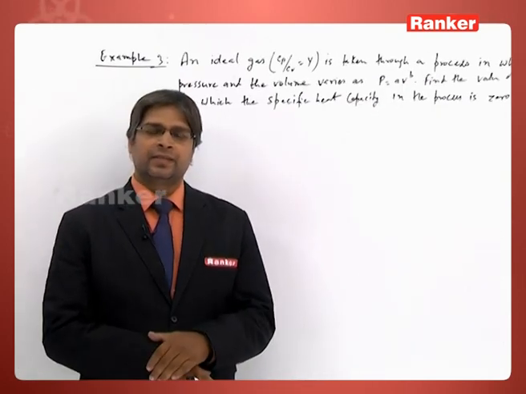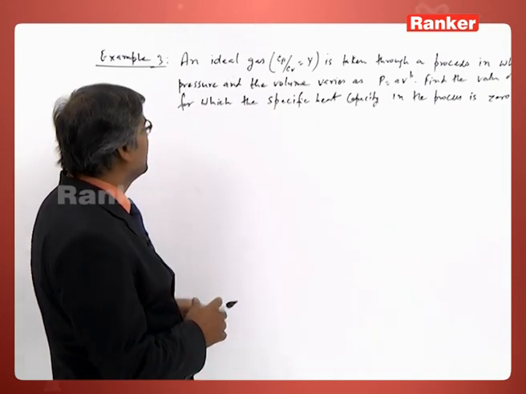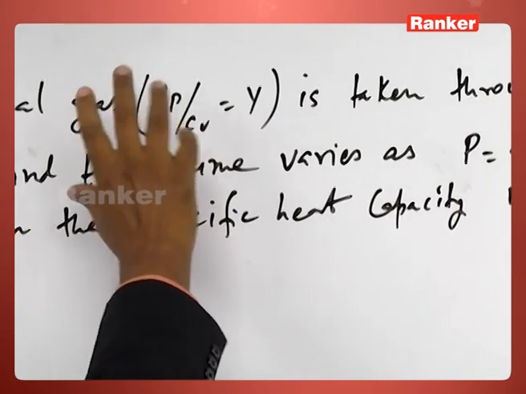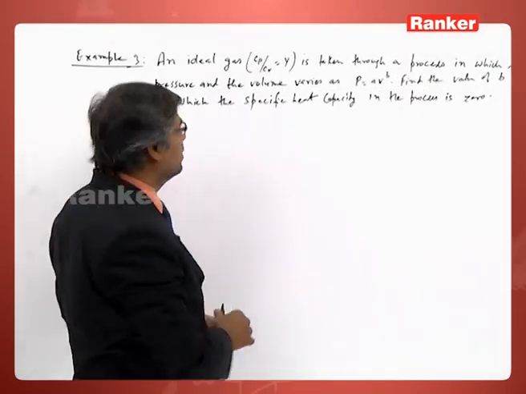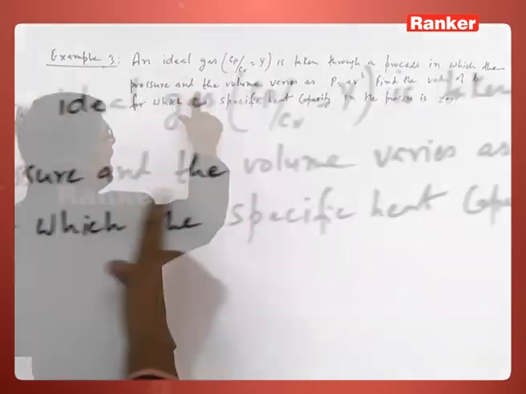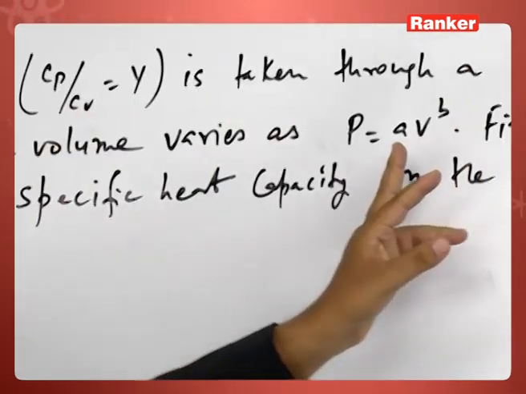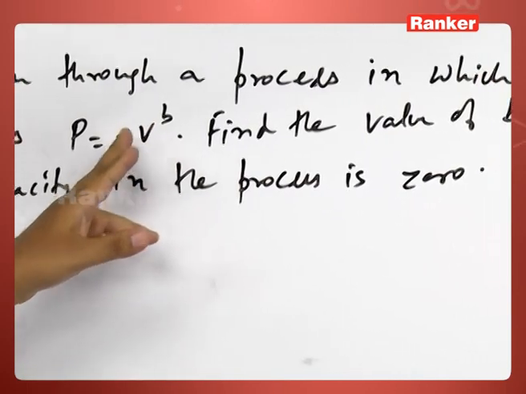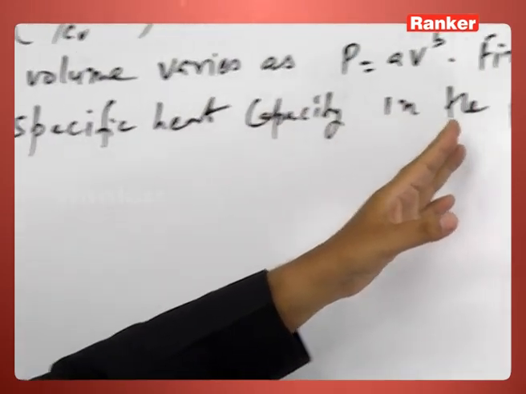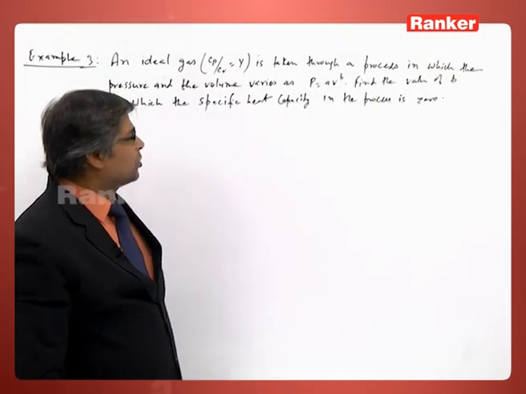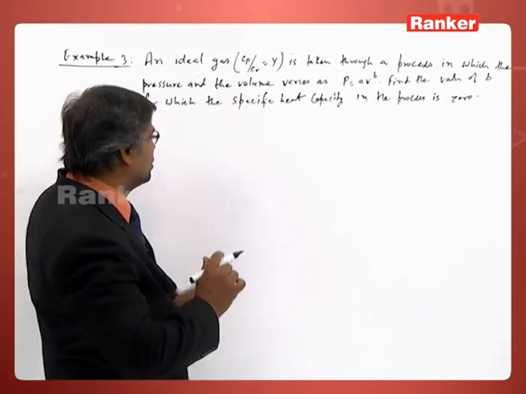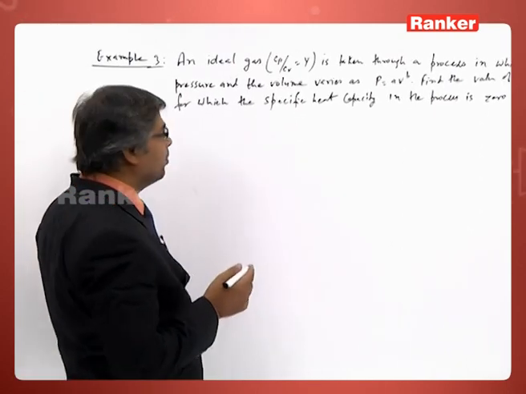Now let us take another example, example 3. An ideal gas in which Cp by Cv is gamma, we will explain this later on, this ratio is presently called gamma, is taken through a process in which the pressure and volume vary as P is equal to A V to the power B. Find the value of B for which the specific heat capacity in the process is 0. So we have to find when the molar specific heat becomes 0. So we will use our general expression.